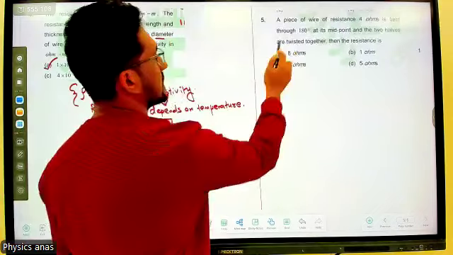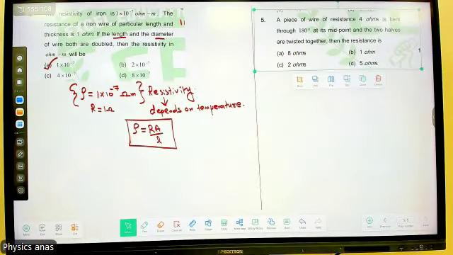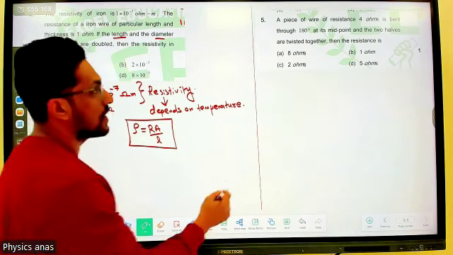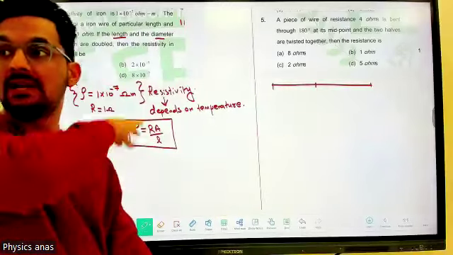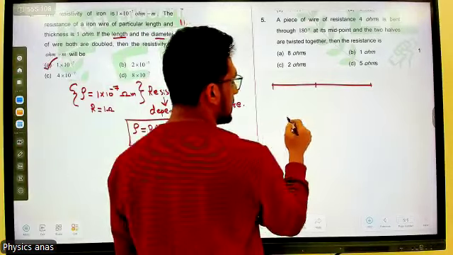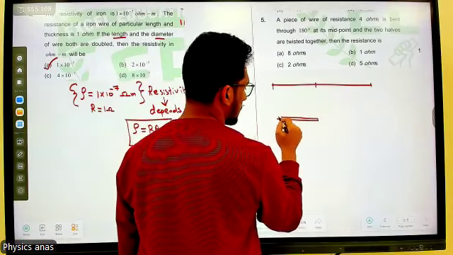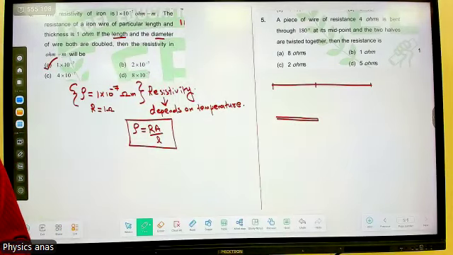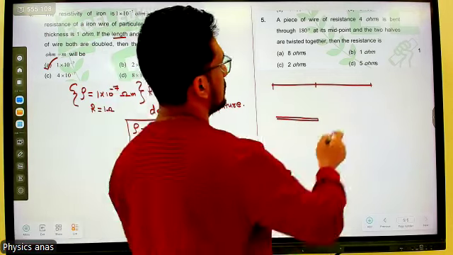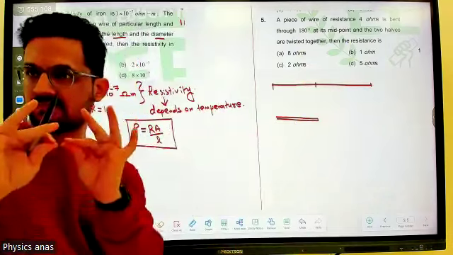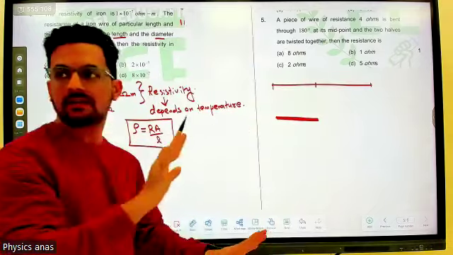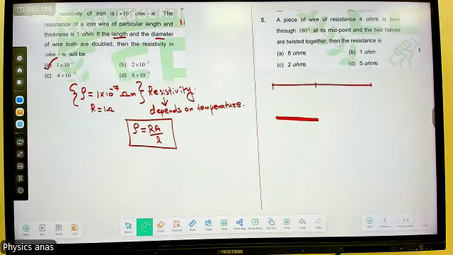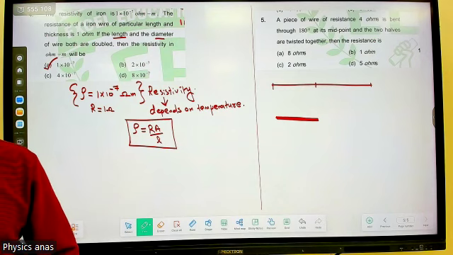A piece of wire of resistance 4 ohm is bent through 180 degree at its midpoint. This is a piece of wire. At the midpoint, it is bent at 180 degree. If it is bent at 180 degree, it will be like this. And the two halves are twisted together. So it's just like one single piece now. Then the resistance is what? 2 ohm.